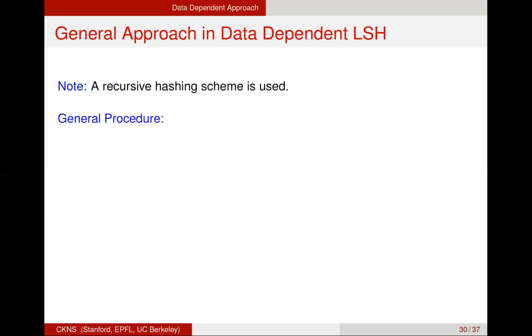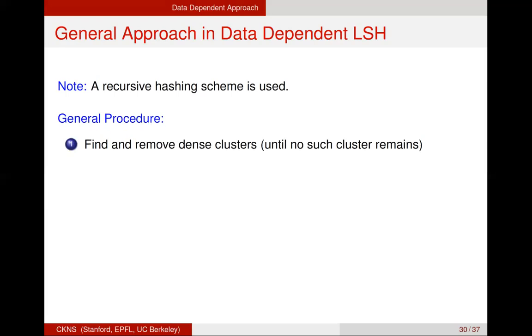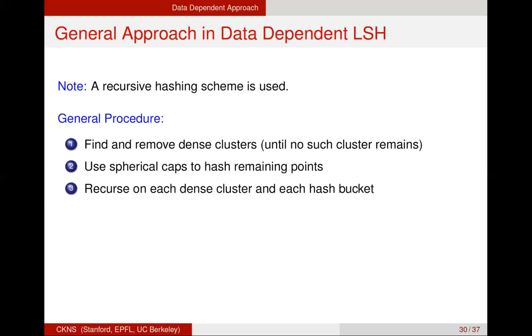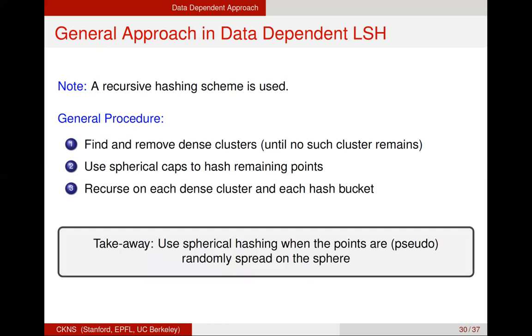The general procedure can be summarized as follows. We find and remove dense clusters on spheres until no such cluster remains. Now we use spherical caps to partition the sphere into some hash buckets, and then we recurse on each dense cluster and each hash bucket. The takeaway point from this slide is that we only use spherical hashes when the points are uniformly spread on the sphere.